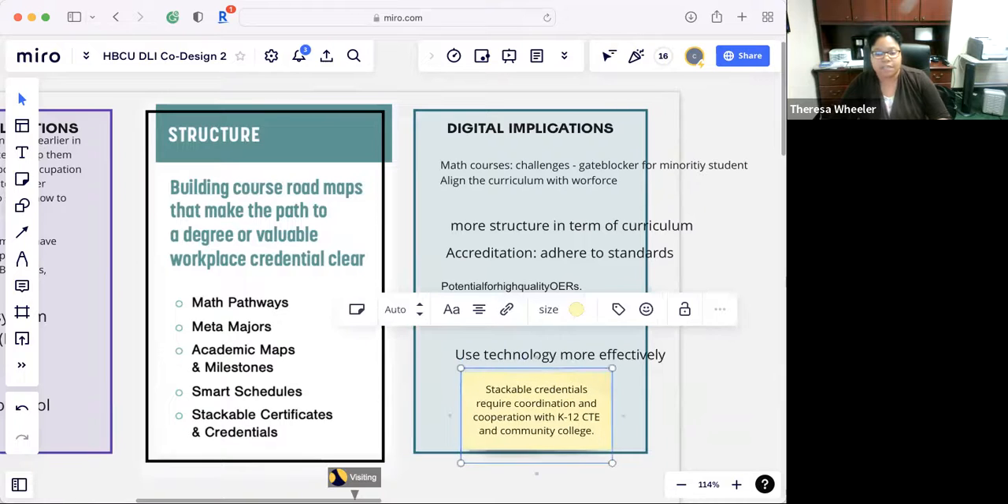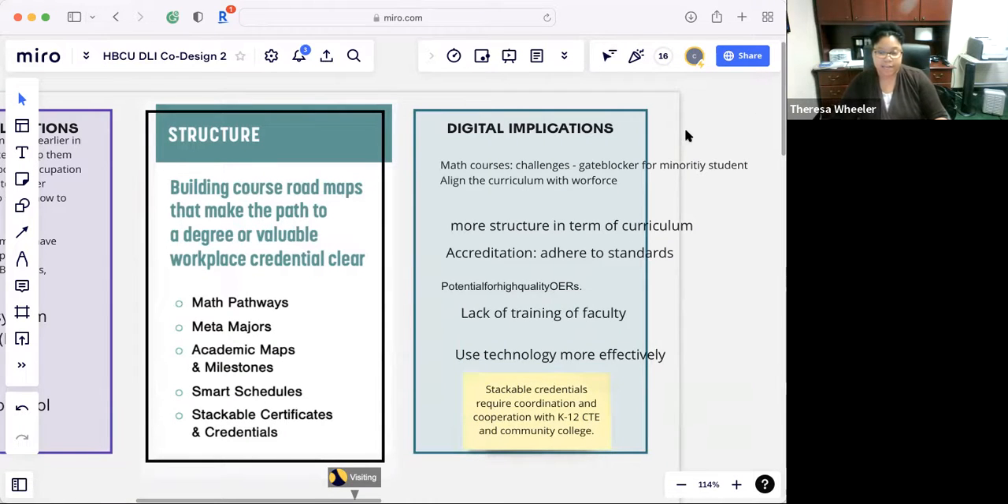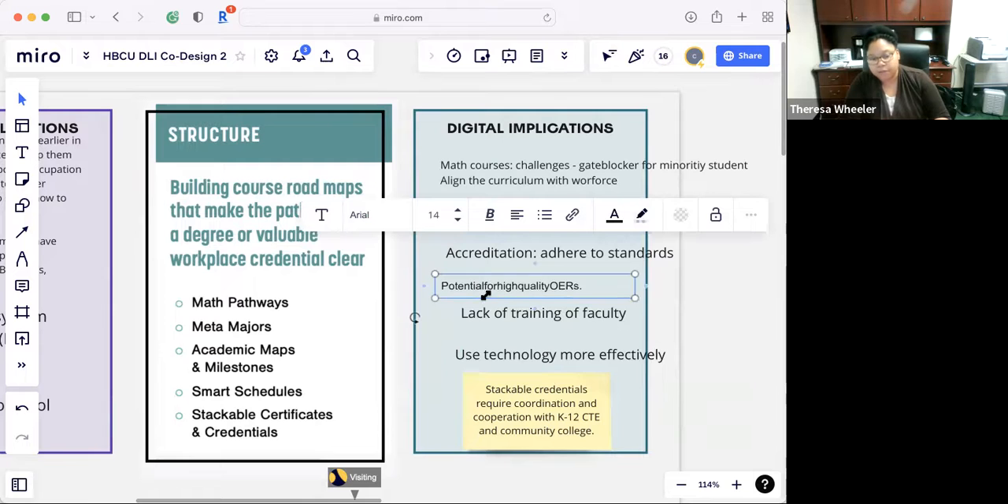Stackable credentials is related to the academic math and pathways as well. And to have stackable credentials and certifications, you would essentially have to coordinate with both K-12, CTE, or VOTEC, and community colleges.